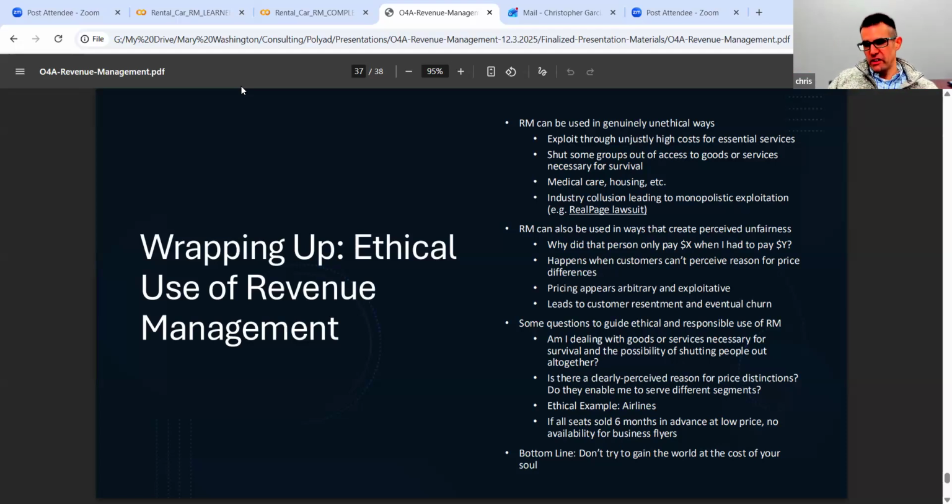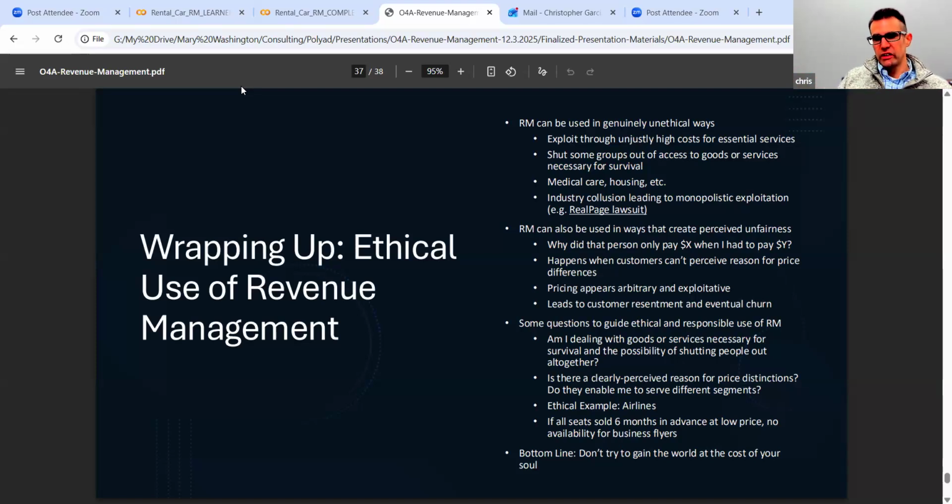Why did that person only pay this amount, whereas I had to pay that amount? And again, this is not necessarily unethical, but this happens when customers can't perceive a reason for the price differences. When you have this, the pricing appears arbitrary and exploitative. And without some transparency, this can cause customer resentment and can cause churn. So this is just something to be mindful of.